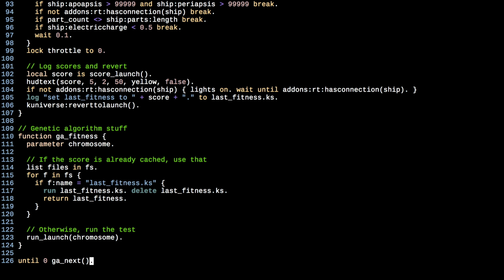And then we've got this function here called GA-next. What GA-next is going to do is look at the population. It's going to say, do any of these need a fitness score? If so, I'm going to call GA-fitness on them. Otherwise, I'm just going to grab a new population. And so this will mean we can run this ideally forever and generate new populations. Let's see how it works in practice.